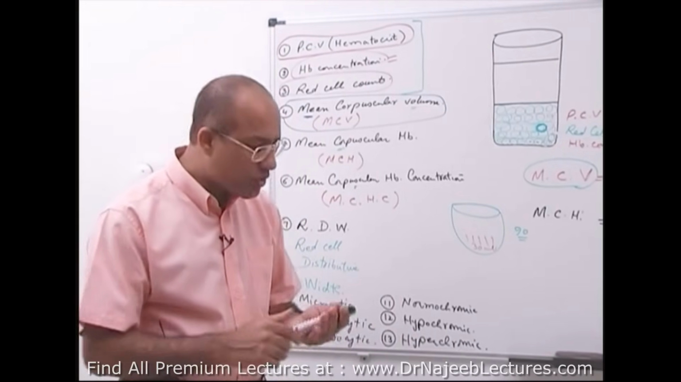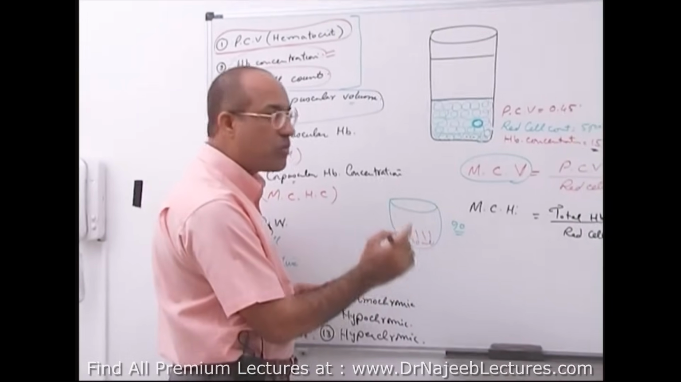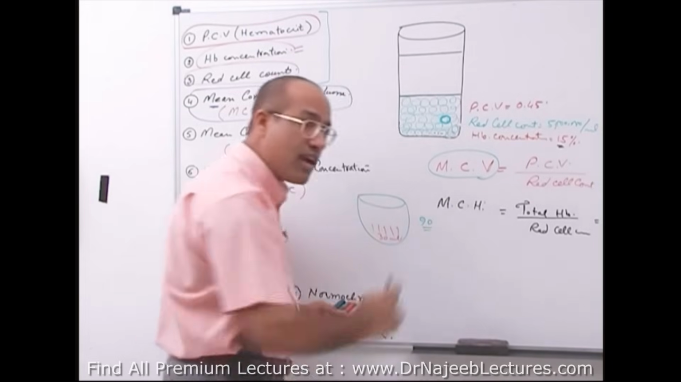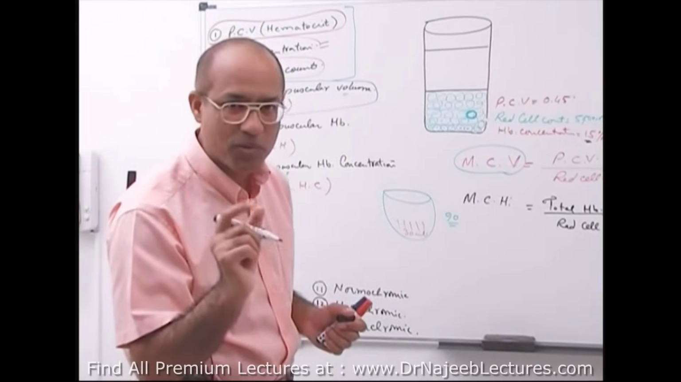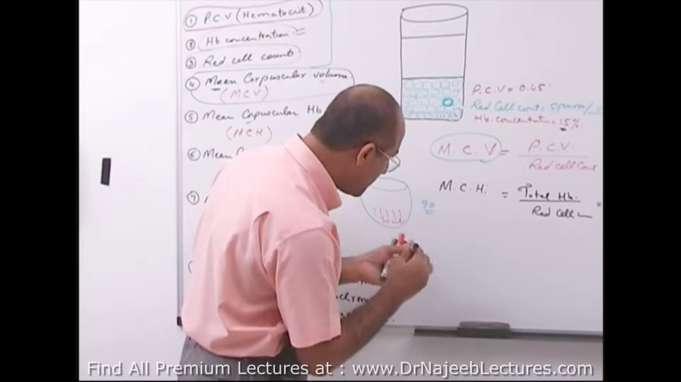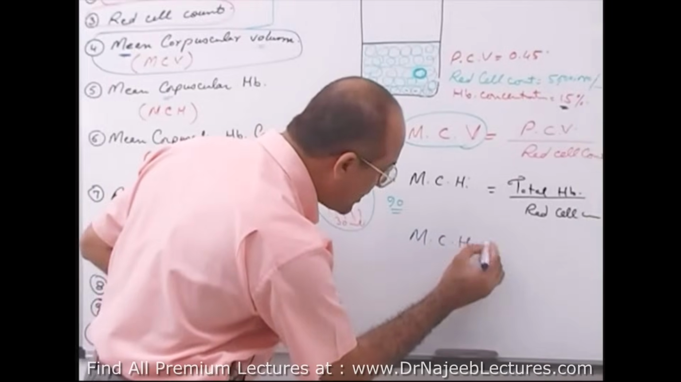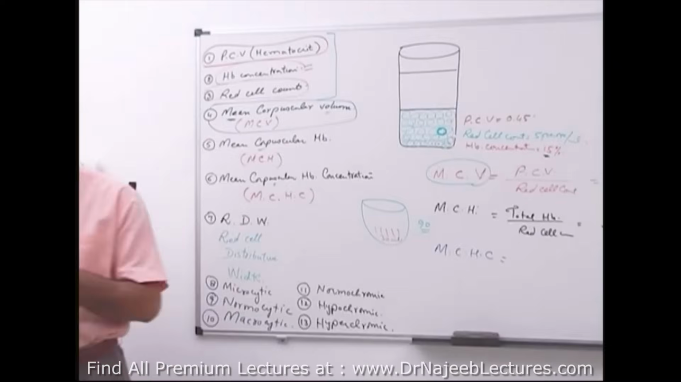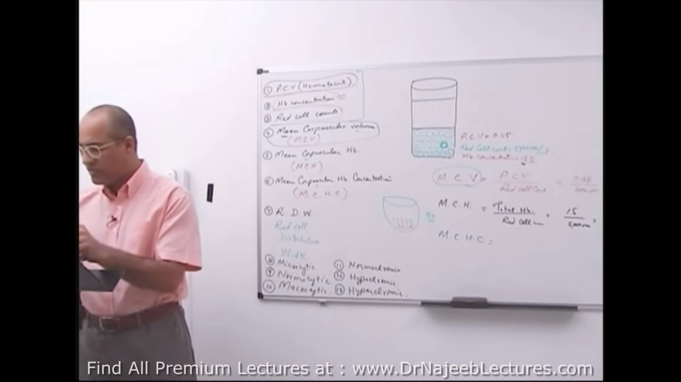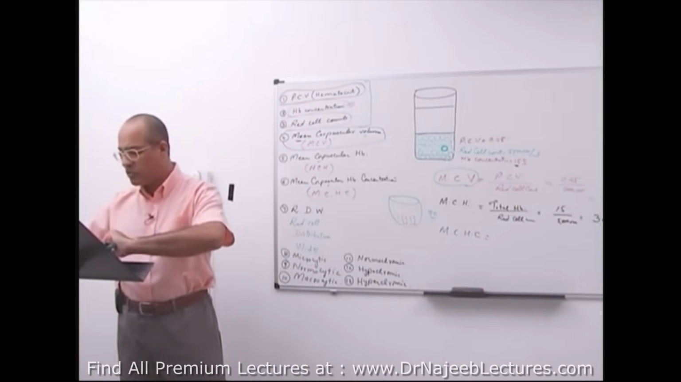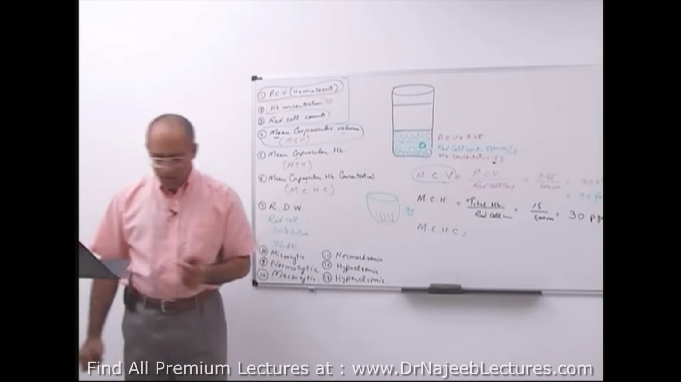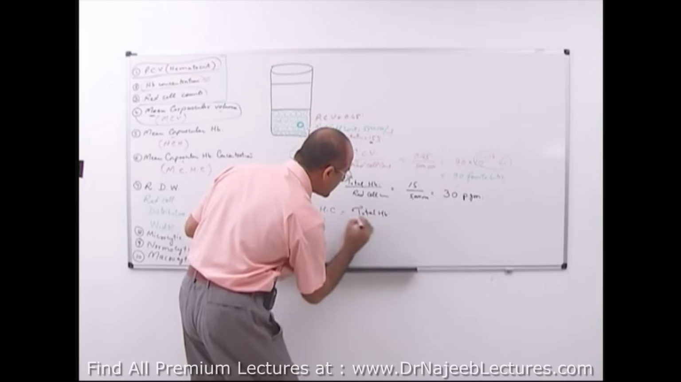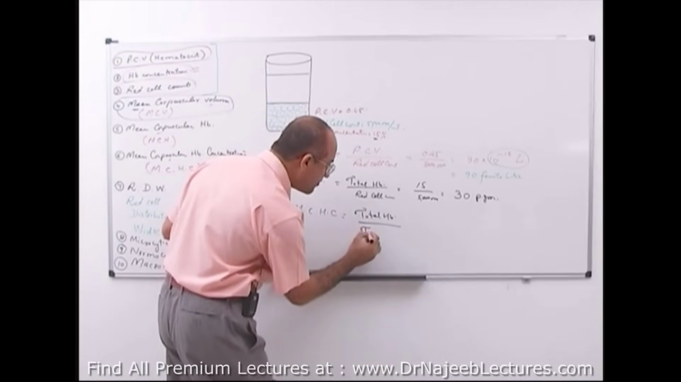Is that right? So this concept of the volume of one RBC, the amount of hemoglobin per RBC, and the degree of hemoglobinization, the hemoglobin concentration, that is mean corpuscular hemoglobin concentration. And this mean corpuscular hemoglobin concentration can be determined by total hemoglobin divided by total volume.